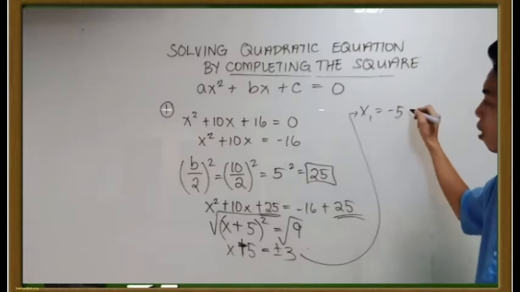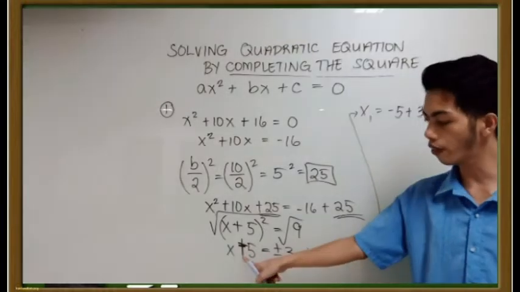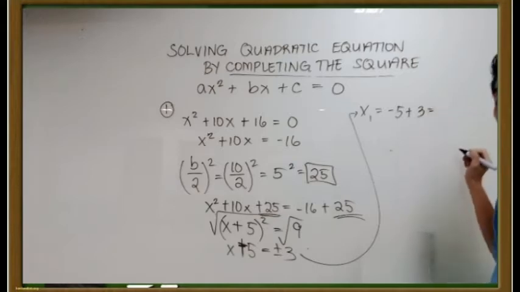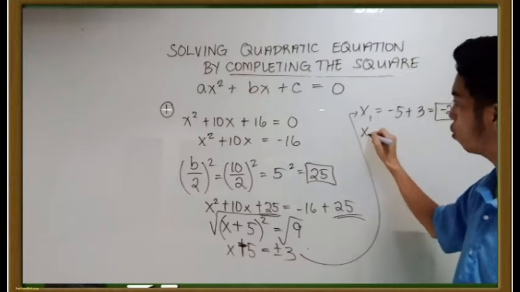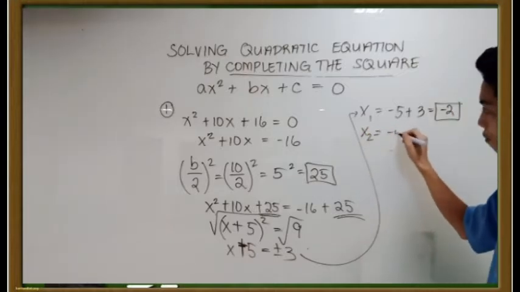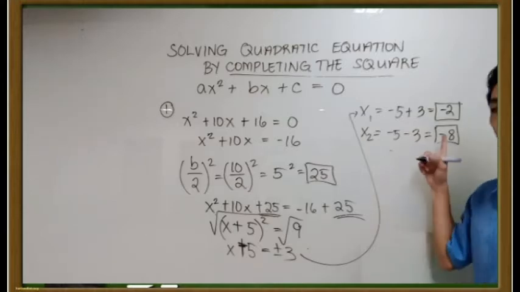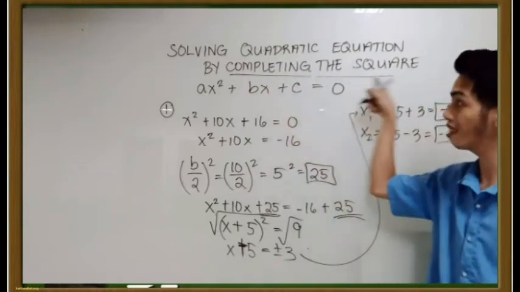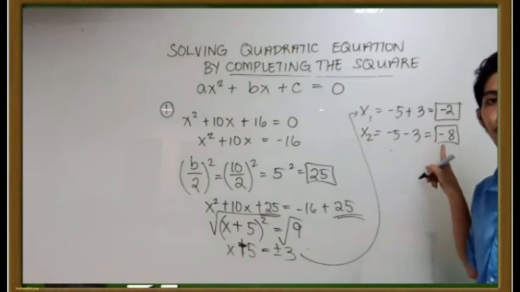So this will have x sub 1 is equal to negative 5 plus 3. Si positive 5, ginamit ang additive inverse, nilipat sa right side, naging negative 5. And then plus 3, you have negative 2. And then we have x sub 2 is equal to negative 5 minus 3 will give us negative 8. Therefore, the solutions to this quadratic equation using completing the square is negative 2 and negative 8.